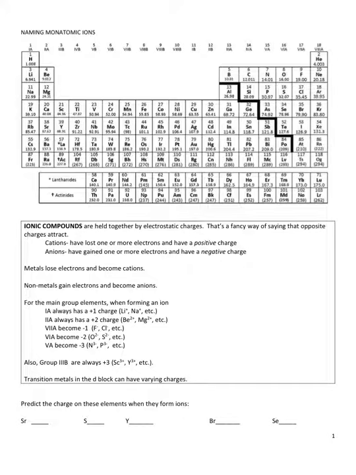It's important that we know how to name ions because we're going to have to name ionic compounds. Ionic compounds are held together by electrostatic charges. It's just a fancy way of saying that opposite charges attract. And that cations have lost one or more electrons. They have a positive charge. Those are our cations. They got a positive charge.